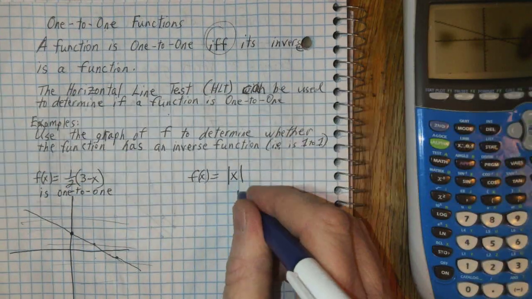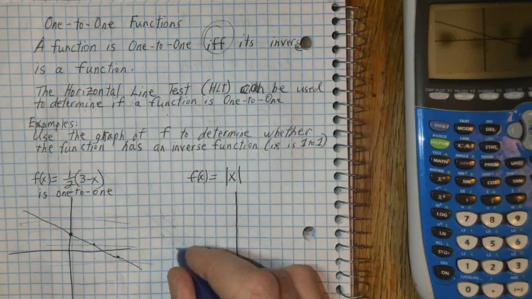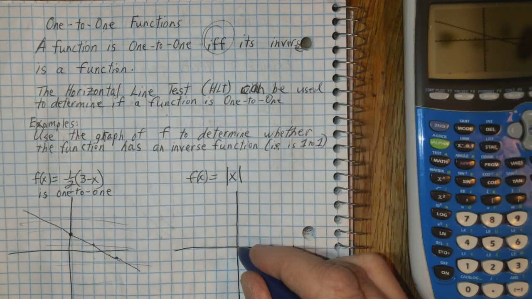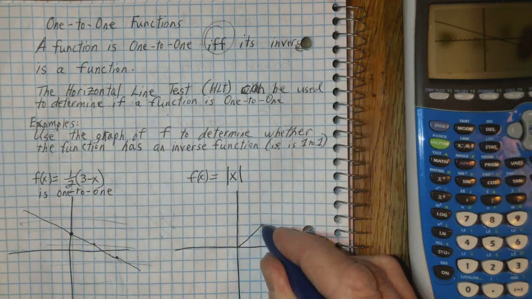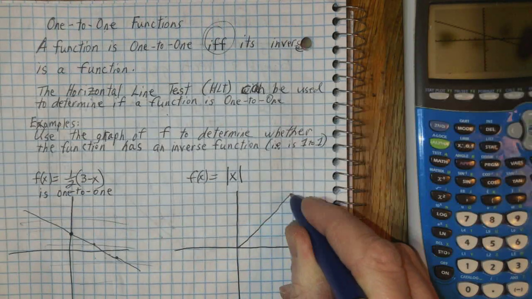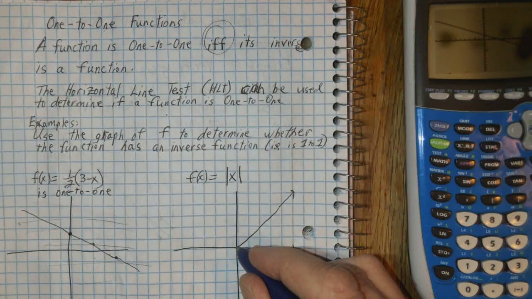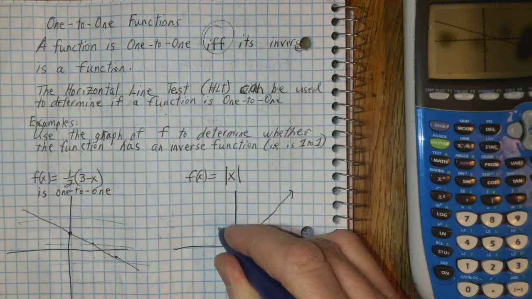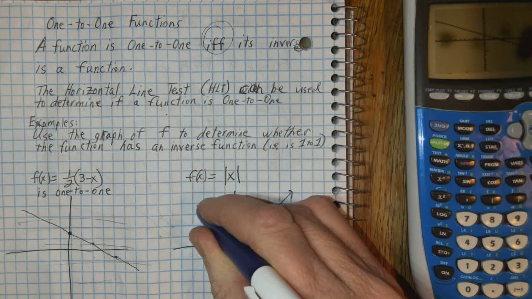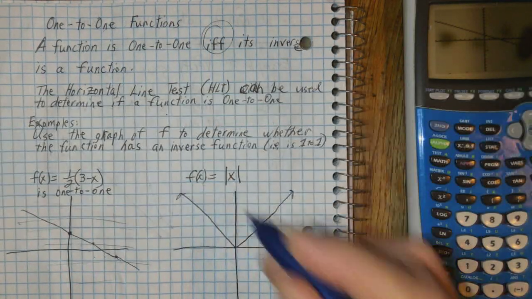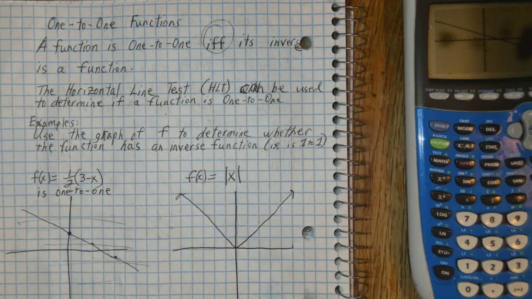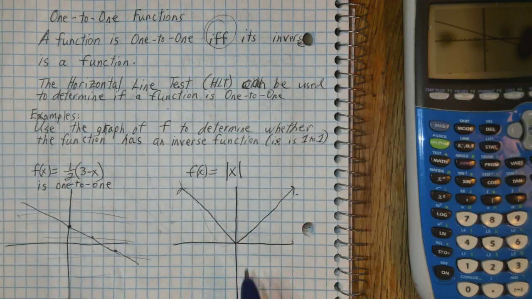Now, this one, that's a parent function. That's the absolute value parent function. So absolute value of 1 is 1, absolute value of 2 is 2, absolute value of 3 is 3, and so on. Absolute value of -1 is 1. Absolute value is positive, so on, so on, so on. You know what I'm trying to say. So here's the absolute value function.